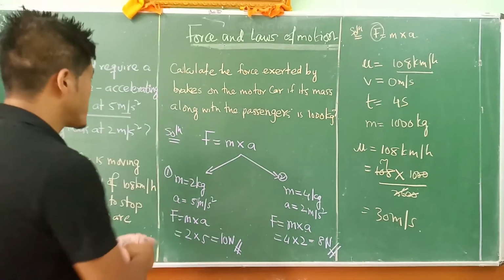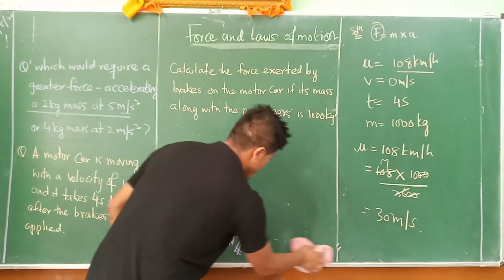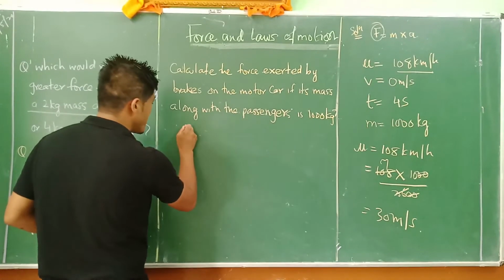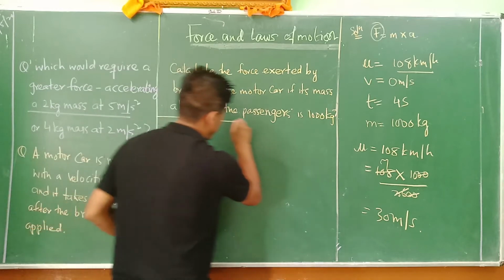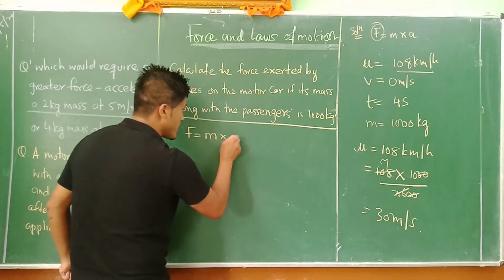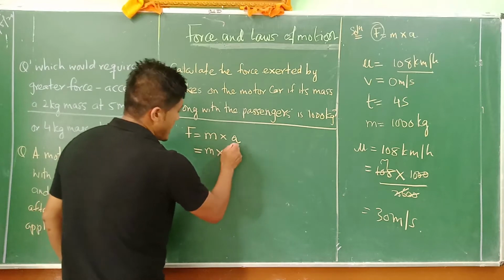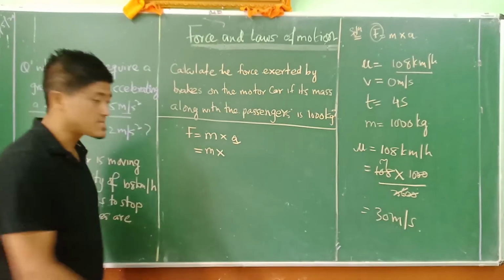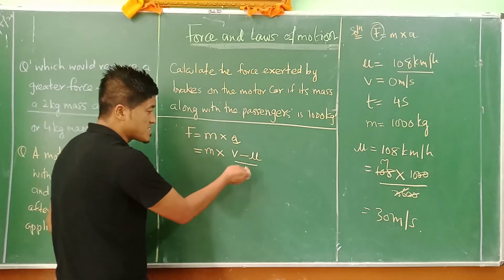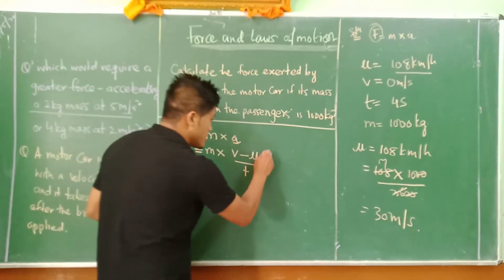Now let us go for it. I'm going to copy the equation here. Force is equal to mass into acceleration. We know the mass, but what is the formula for acceleration? It is v minus u upon t. Acceleration means change in the velocity with time.